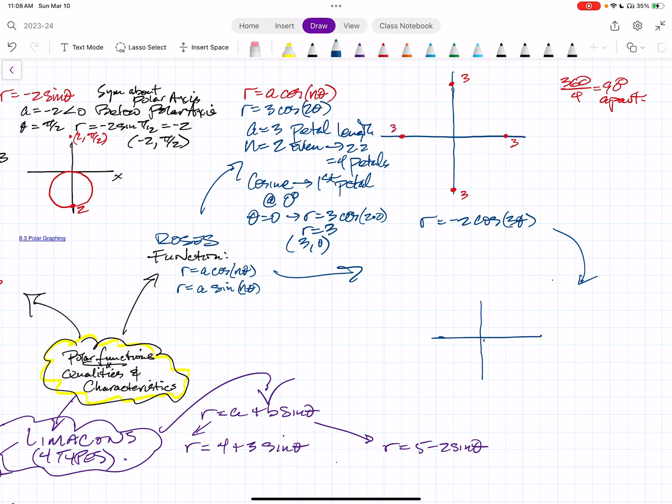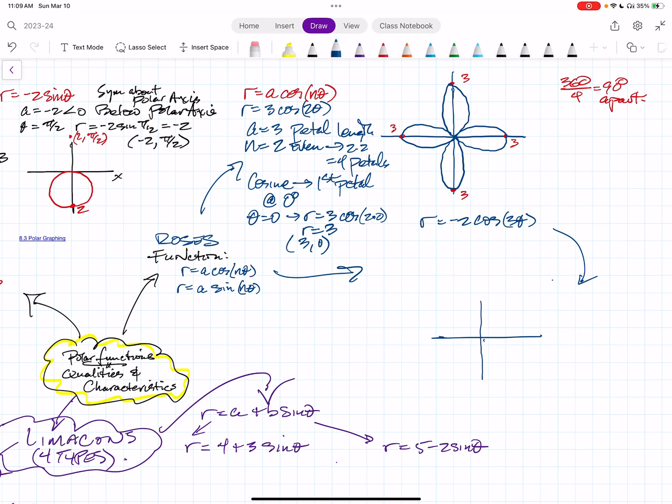Let's do it. And then don't overlap the petals. There we go. Okay, there you go. There's a 4 petal rose. Now that happens when n is even. You double n, and you get the number of petals, and you go from there.